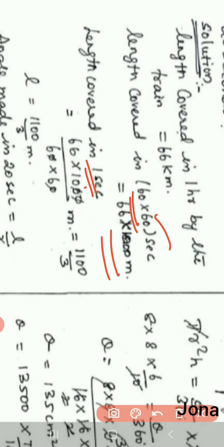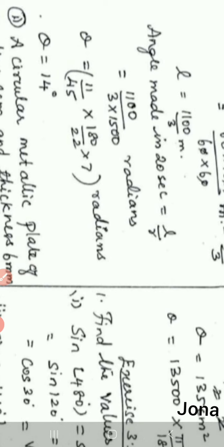I want to have this in seconds, so we have to divide by 60 into 60. One more thing, kilometer is given, and we converted it into meter, so we have 66 into 1000 meter. And we want to find for 1 second, so 66 into 1000 divided by 60 into 60. If we simplify everything, we will get 1100 by 3. So L, the length covered in 1 second, is 1100 by 3.